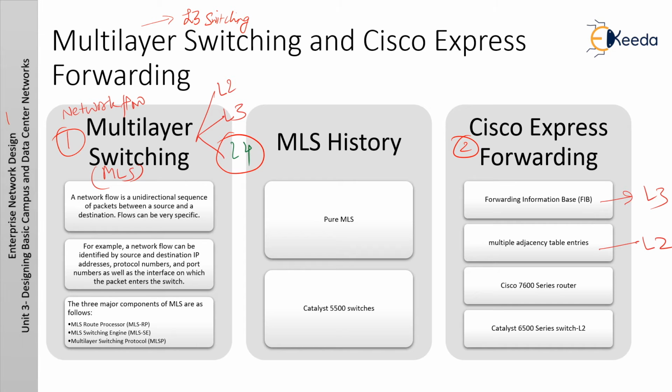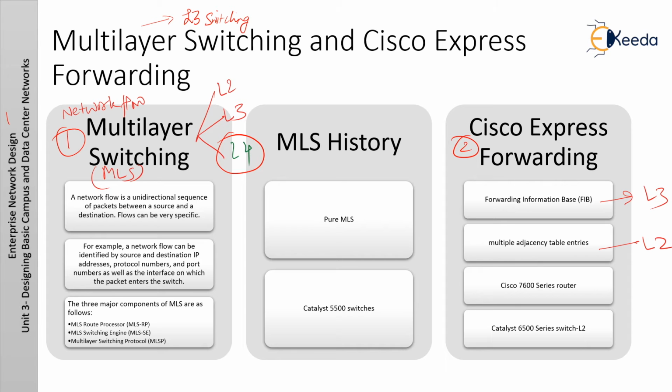So, what is a network flow? A network flow is a unidirectional sequence of packets between source and destination. A flow can be very specific. Specific means source and destination are always included. So, a network flow can be identified by source and destination IP address, protocol numbers, and port numbers, as well as the interface on which the packet enters the switch.